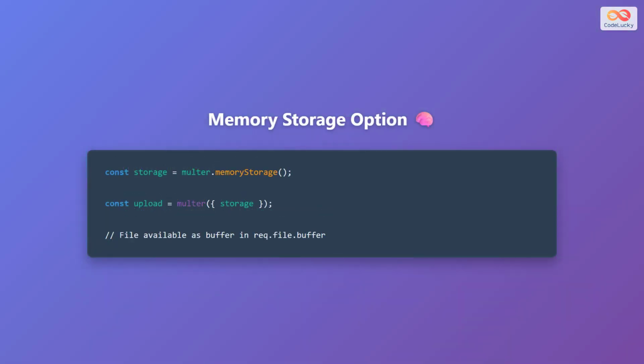In addition to disk storage, Multer also provides a memory storage option. This option stores the uploaded files in memory as a buffer, which can be useful for processing files directly in your application without saving them to disk first. The file is available as a buffer in req.file.buffer.